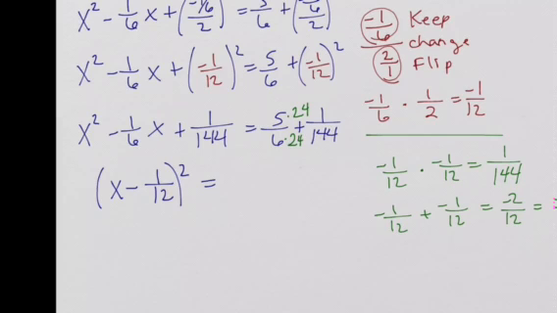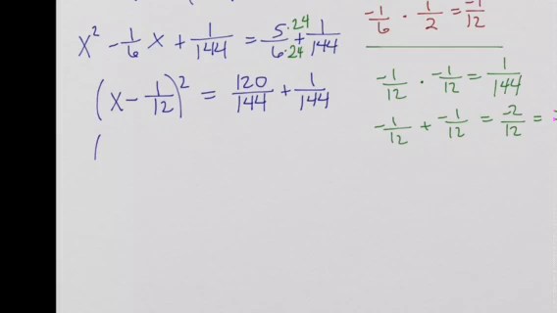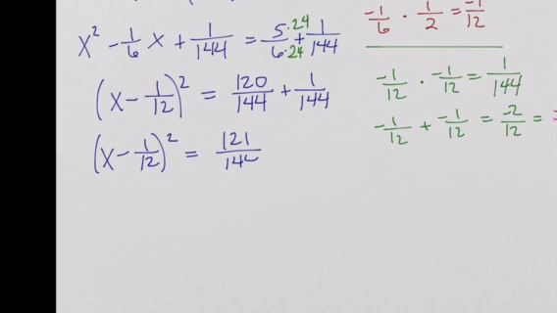So what we do to the denominator, we'd have to do to the numerator. So we would have 24 times 5 is 120 over 144 plus 1 over 144. This gives us x minus 1/12 squared equals 121 over 144.